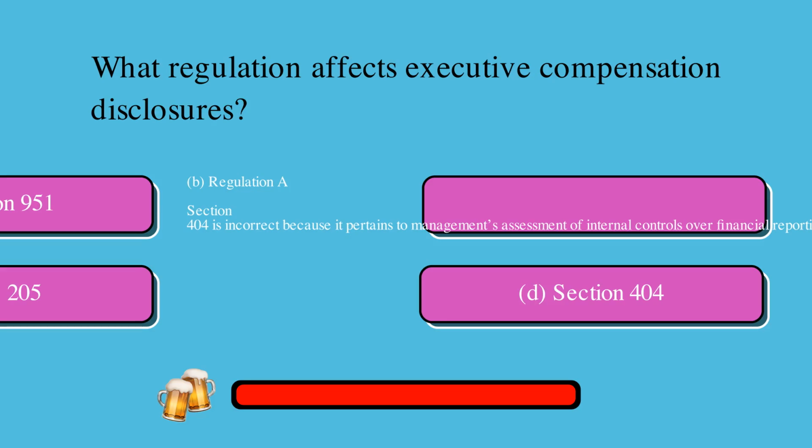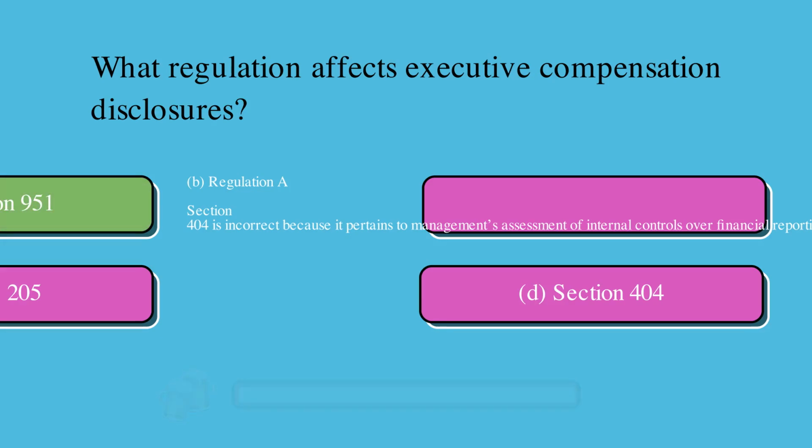What regulation affects executive compensation disclosures? Is it A. Section 951, B. Section 404, C. Rule 205, or D. Section 404? The correct answer is A. Section 951.